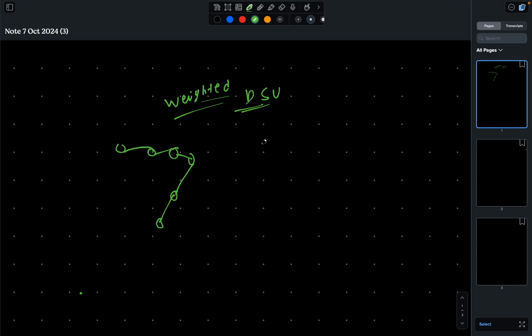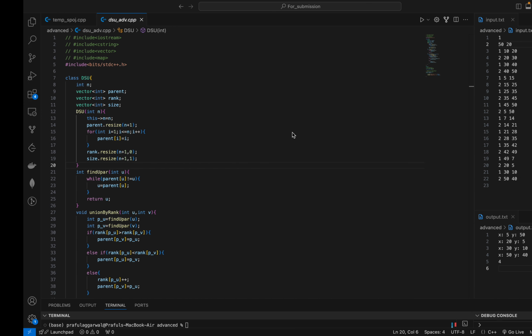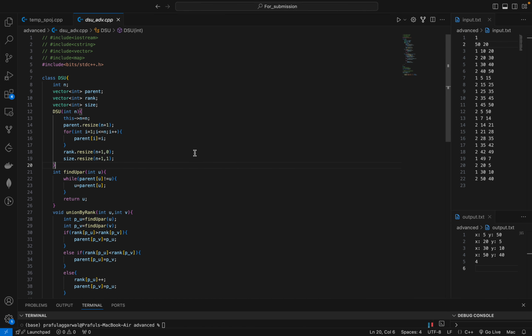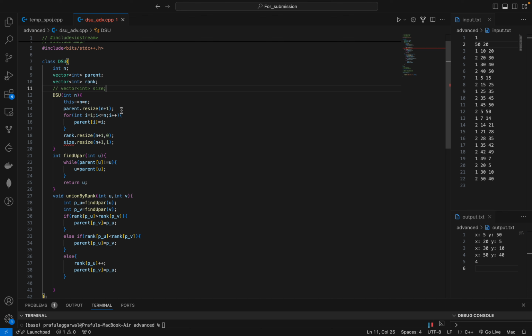Again, I'm saying this video is not for the ones who don't know about disjoint set union. Because I will be covering it very briefly, the main video will be about the weighted DSU. So in brief, if I show you the code, how DSU works is, we take a parent array and rank. Size is not required, actually one of rank or size is required. So if we do union by rank, we take n, so we resize the parent and rank array to n plus 1 because I'm taking one-based indexing.